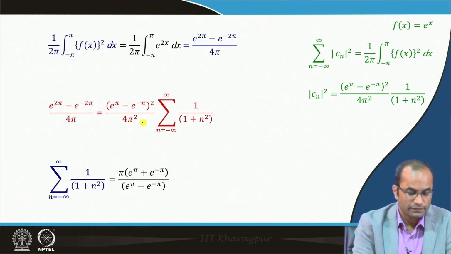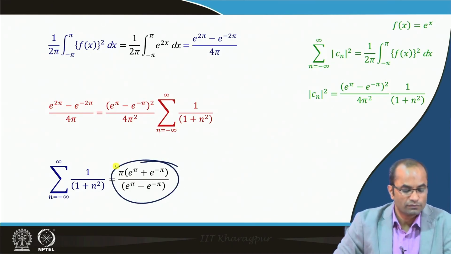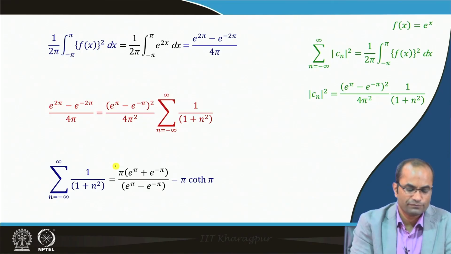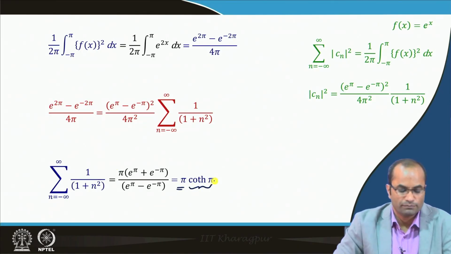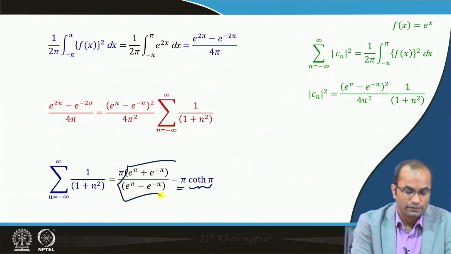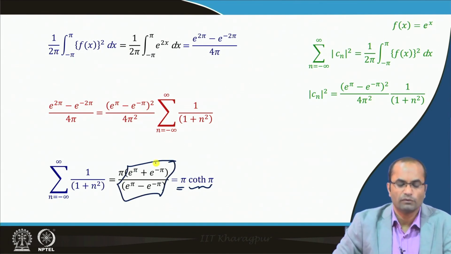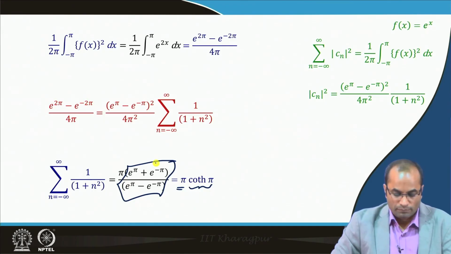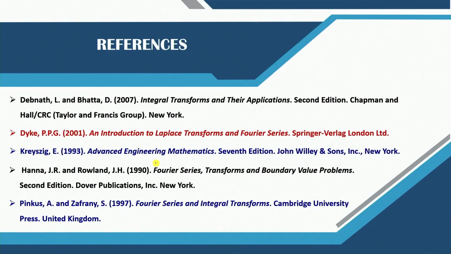So, exactly this is the sum of the given series, 1 over 1 + n², from minus infinity to plus infinity, which can be further written in terms of π and coth π, which is exactly this one here: (e^π + e^(−π)) over (e^π − e^(−π)). Here are the references we have used for preparing this lecture.